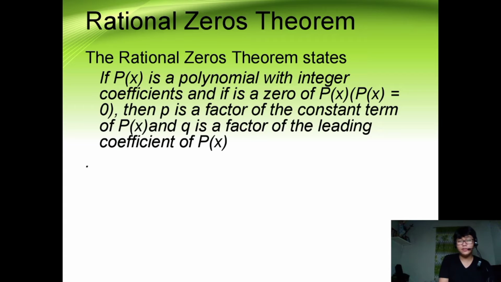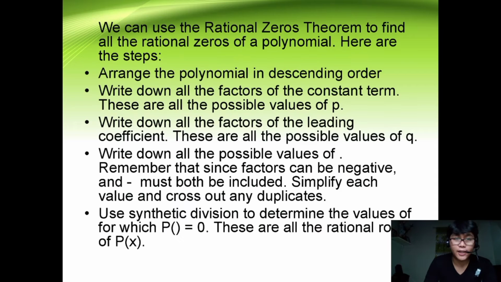Rational zeros theorem. So this is the moment of truth, because the rational zeros theorem states that if p of x is a polynomial with integer coefficients and p over q is a zero of p of x, then p is a factor of the constant term of p of x and q is a factor of the leading coefficient of p of x. In the rational zeros theorem, we're going to find all the rational zeros of a polynomial. If we compare it to Descartes' rule of signs and the upper and lower bound theorem, it is the one that will give us concrete answers of those rational zeros in a certain polynomial.